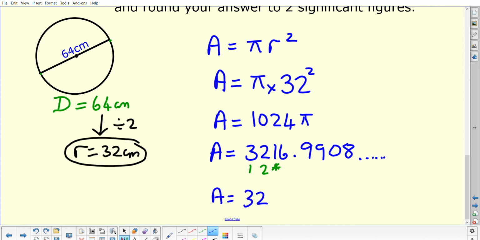However, the answer doesn't suddenly just become 32. It needs to resemble the same sort of size as we had here, but just slightly less accurate. And what you do is you replace your tens and your units with zeros. So what we're saying is that 3216.99 and all the other digits is approximately 3200. And of course the units here for area would need to be square centimetres. And that would be it rounded to 2 significant figures. So check your working, make sure yours looks like that. Anything that you got wrong, copy down what should be the correct solution.